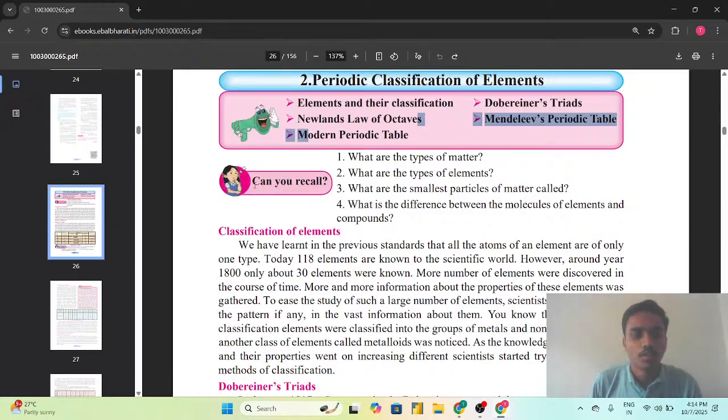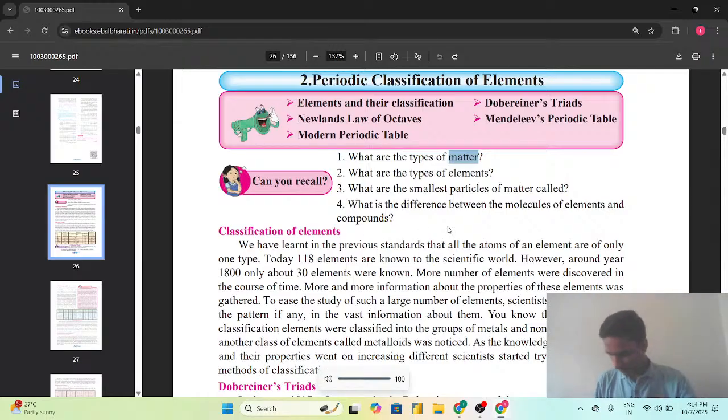So we have the 'Can you recall' section at the early part of this. We have asked what are the different types of matter. First of all, we will see all the questions we have asked in this. So, what are the types of the elements? What are the smallest particles of matter called? What is the difference between the molecules of the elements and compounds?